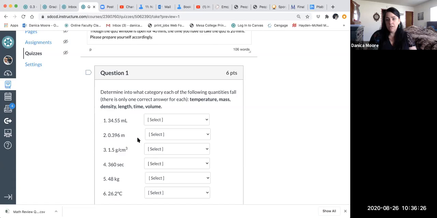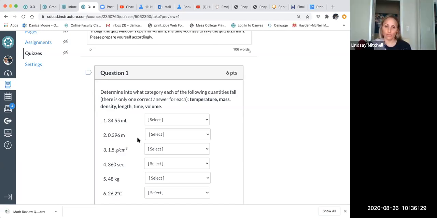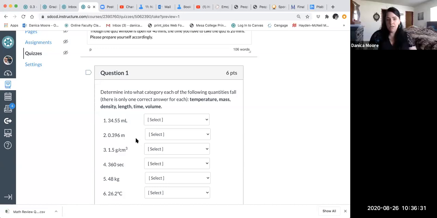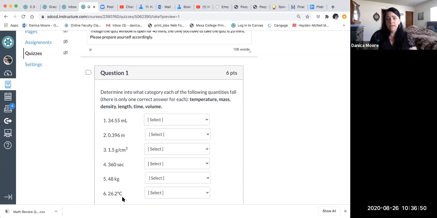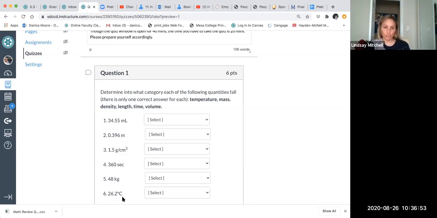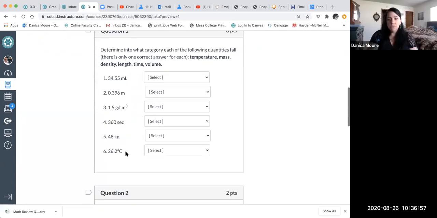Second one, anyone want to chime in? Length. Length, right, exactly. So meters would be a length. This one, number 3, we said mass divided by volume is always going to be density, right? So that one's the density. Hopefully this one was easy. Time. This guy? Mass. And this guy? Temperature, exactly.